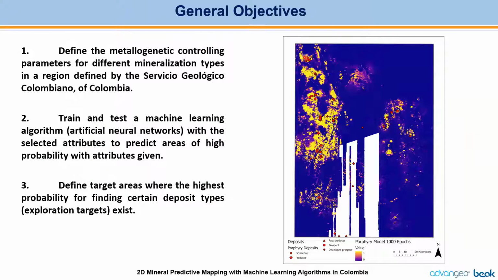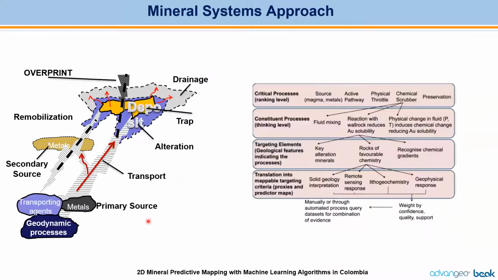So what are the general objectives of this project? First, define what are the controlling parameters of the mineral deposits in this area. Once we can find these main parameters, then we can train and test our machine learning algorithm. And if successful, then we can define target areas where we can propose further studies.